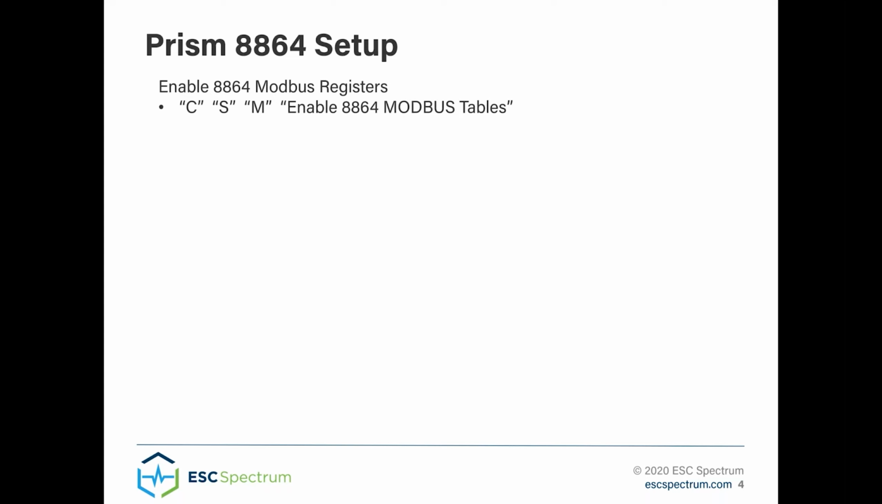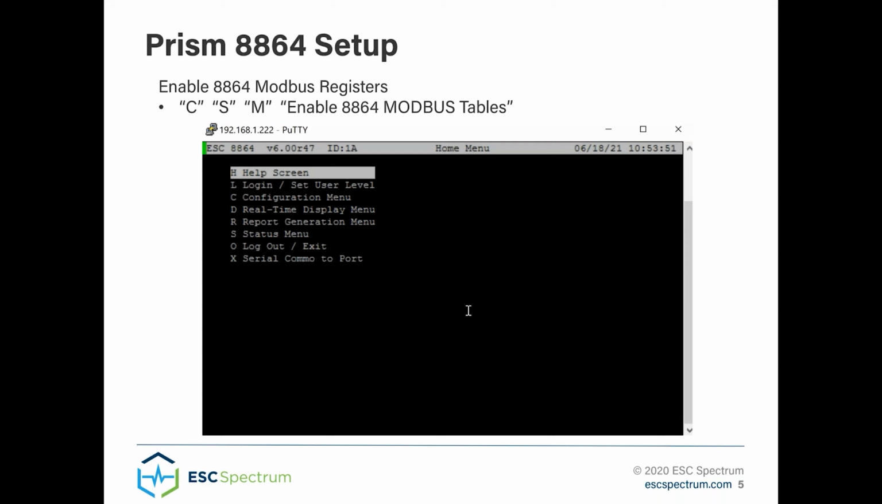You just put in the IP address and log in remotely. You'll get the same menu system that way that I'll be showing you here. So the first one I wanted to show you is to enable the 8864 Modbus tables.